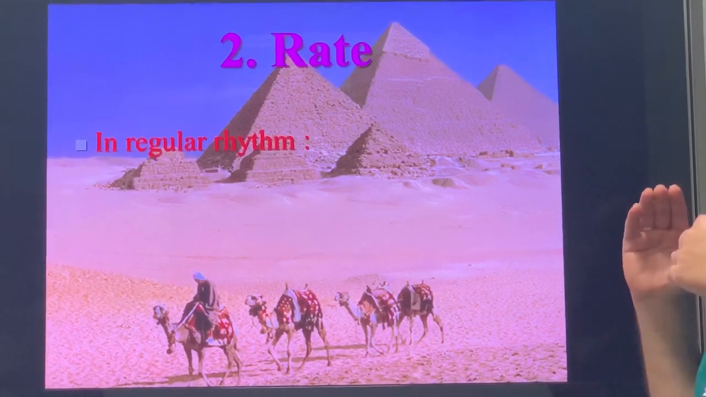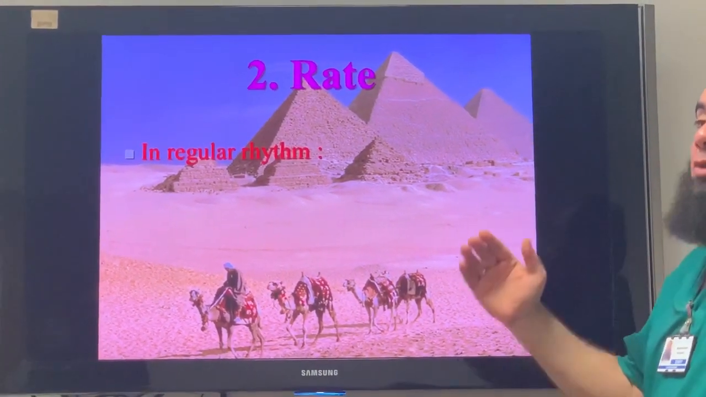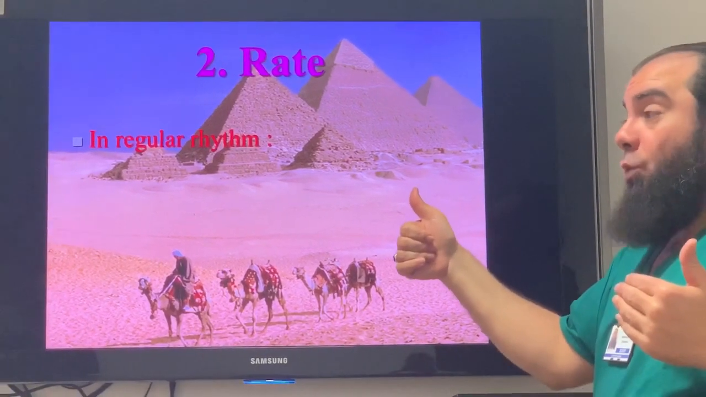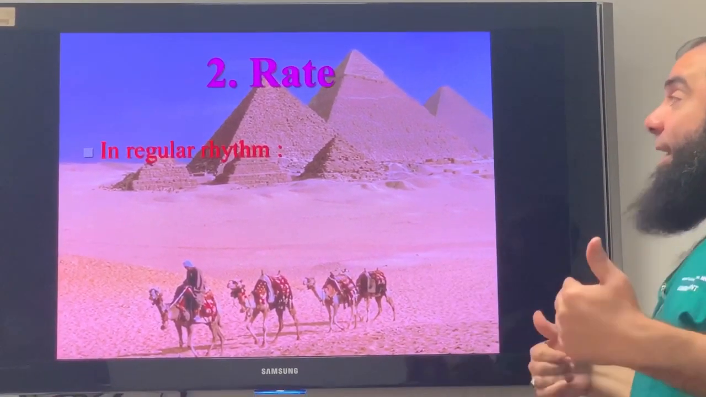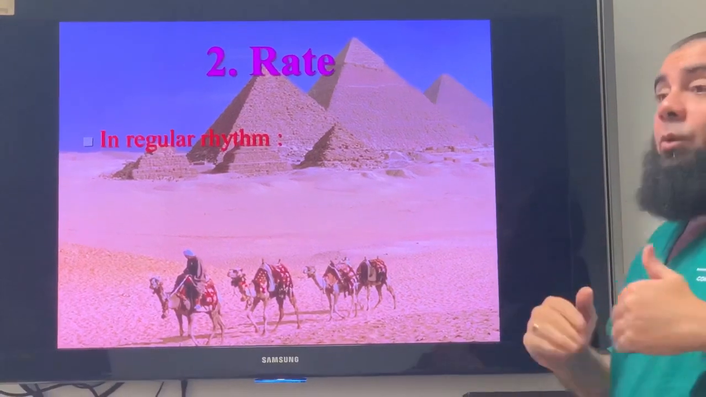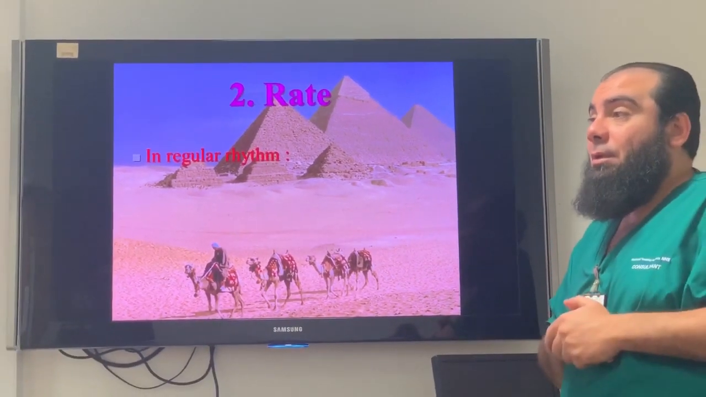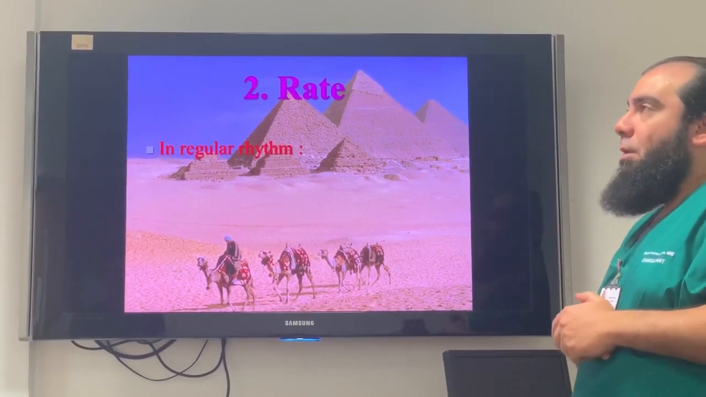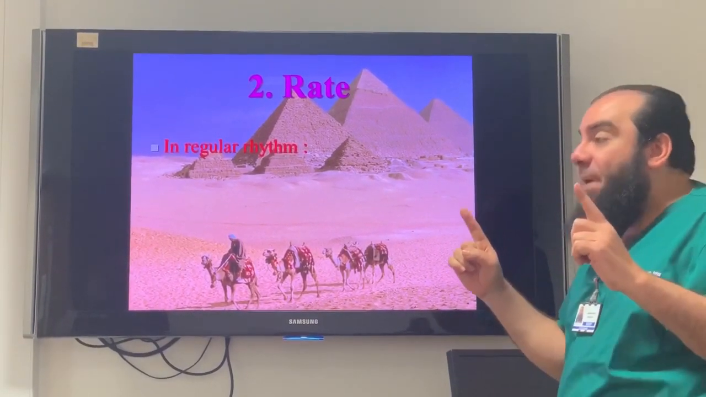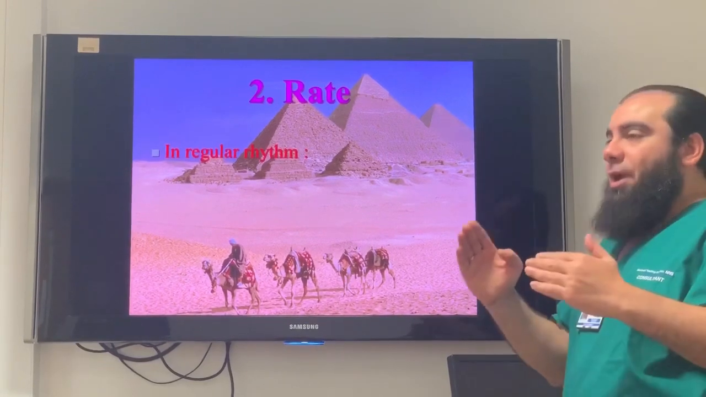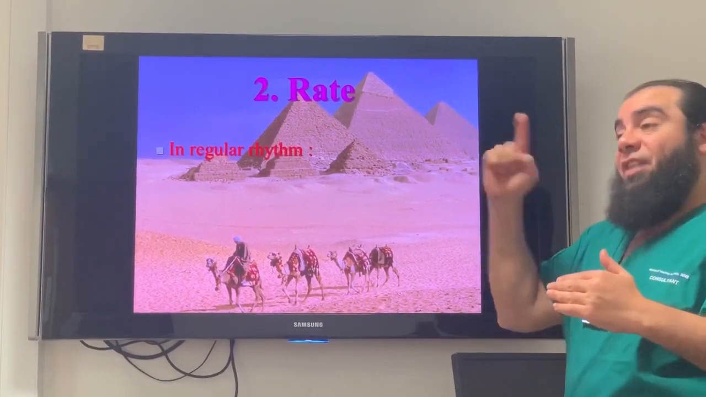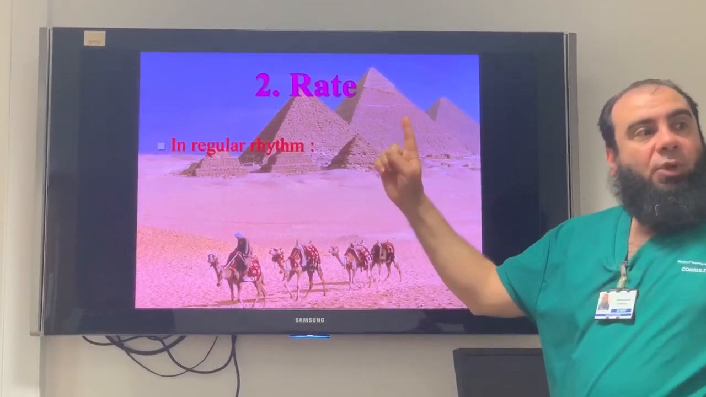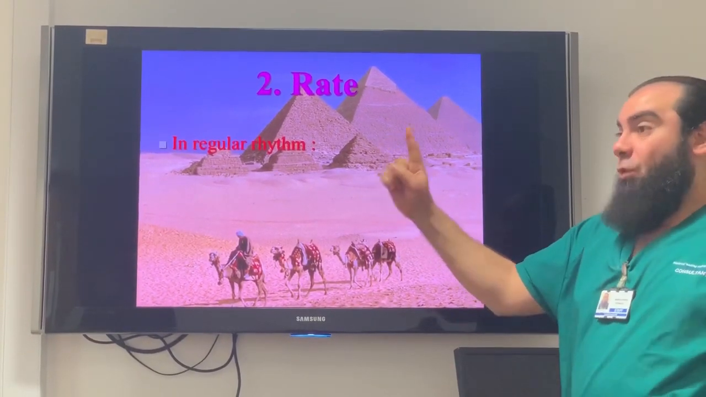So regarding the rhythm, we need to know whether it is regular or irregular. It is one point we have to discuss when we interpret an ECG. Then rate. How can we calculate rate? Anybody knows? 300 divided by the RR. Okay, the RR interval, what? Big squares. So one way is to divide 300 by the number of big squares between each R and the following R.